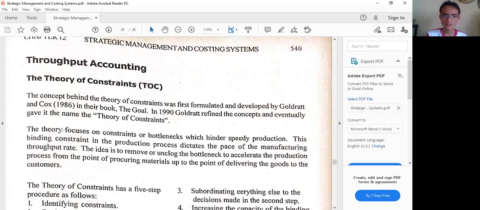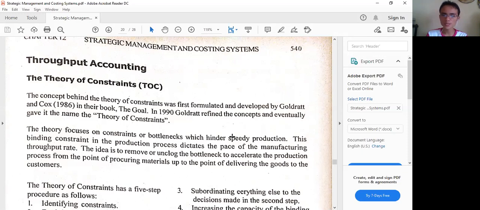So the topic here is the theory of constraints, or TOC, which was first formulated and developed by Goldratt and Cox in 1986 in their book, The Goal. The concept is simply known as the theory of constraints. Basically, constraints are the bottlenecks or limiting factors, the backlogs or the causes of the lags in the production processes.